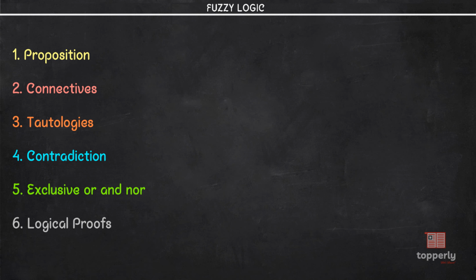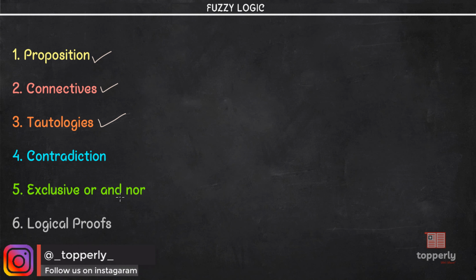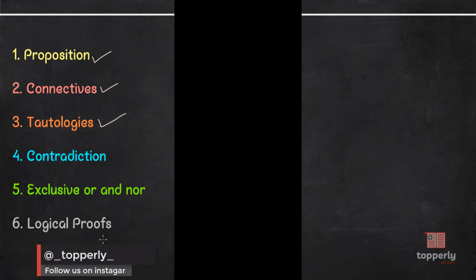In the previous lecture, we learned a few important concepts of classical logic like proposition, connectives and tautologies. In this lecture, we will look at the remaining concepts, that is contradiction, exclusive OR and NOR, and logical proofs. So let's get started.